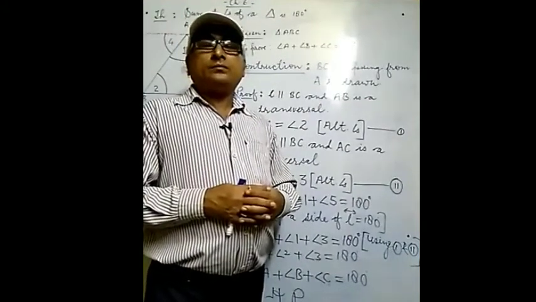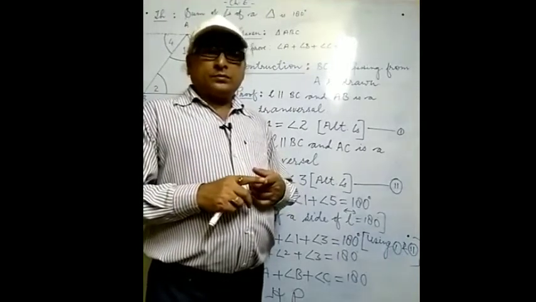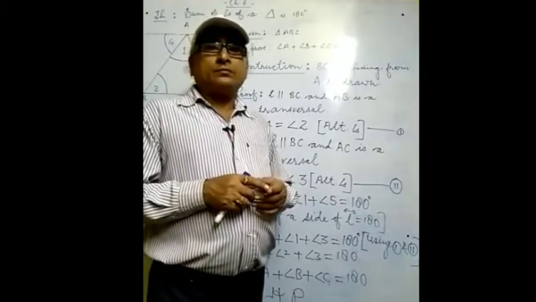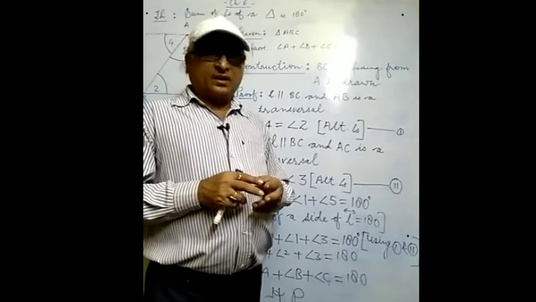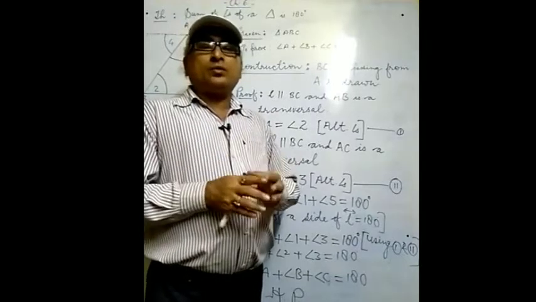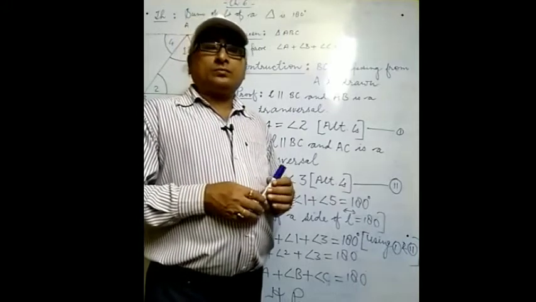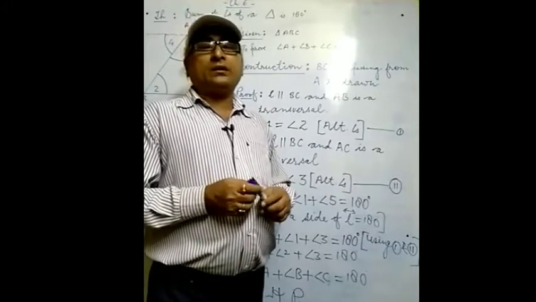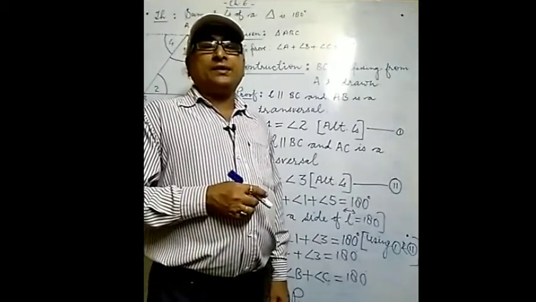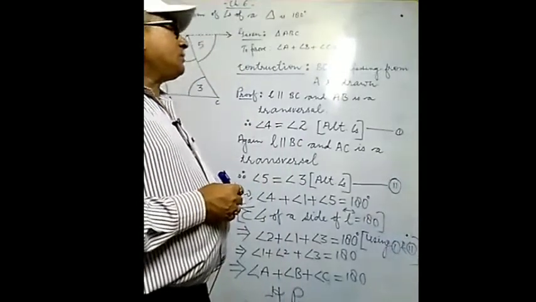We have studied exercises 6.1 and 6.2 in chapter 6, Lines and Angles. Now we have to start exercise 6.3. Before that, we have to study some of the prominent properties of the triangle. You know a triangle is a closed figure made up of 3 line segments. So we have to study the properties of triangles.